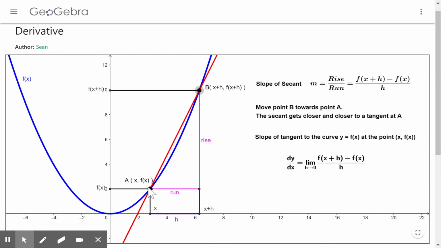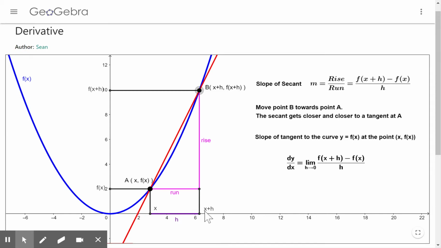Now, I want you to also consider a second point B up here, and to get at B, have a look down here first. From 0 to here is a distance of x, because that's the point x, f(x). So from here to here is a distance of x, and from here to here, let's go an extra distance h along here, which means we're now at x plus h along the x-axis.